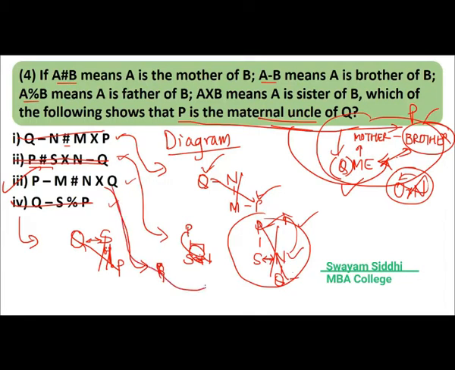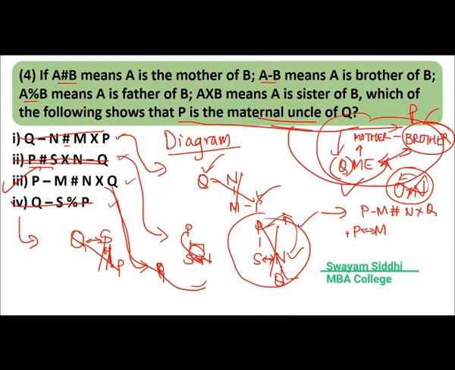P dash M, that means P is brother of M, sorry. So I'll draw it somewhere else, over here. What is it? P dash M hash N multiplied by Q. P is brother of M. These are siblings. P is brother, male. We do not know the gender of this.